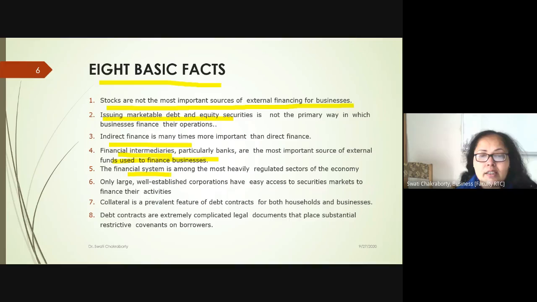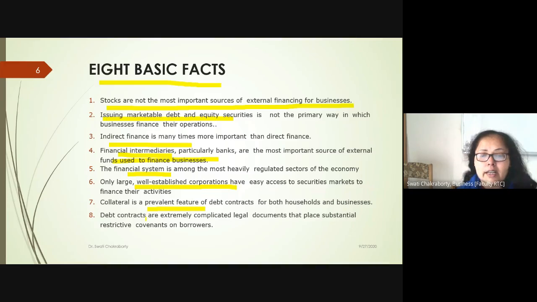Fifth talks about the financial system. The financial system is among the most heavily regulated sectors of the economy. It's bound to happen because money is involved, and where money is involved, there's always the possibility of misappropriation of funds and scams. So it's most regulated. Sixth, only large well-established corporations have easy access to security markets to finance their activities. Obviously, because they are already well-established and have their credibility. Seventh, collateral is one of the prevalent features of debt contracts for both households and businesses. You need to have collateral when you take any loans.